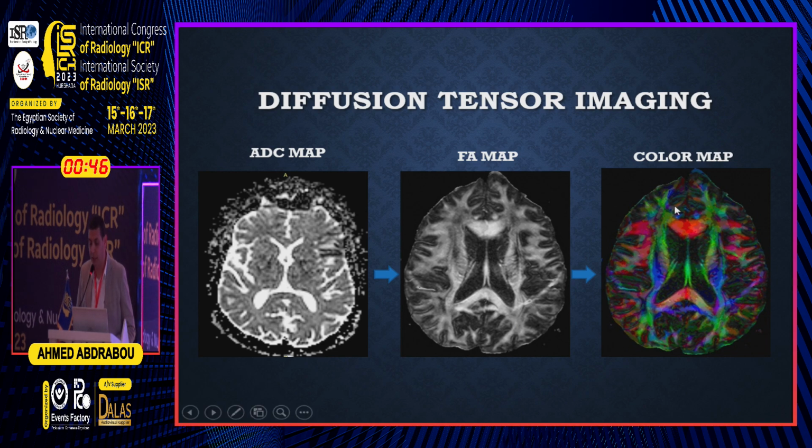So for example, a green fiber means that the direction is anteroposterior or posteroanterior. A red fiber means that it is right to left or left to right, and a blue fiber means craniocaudal or caudocranial direction.